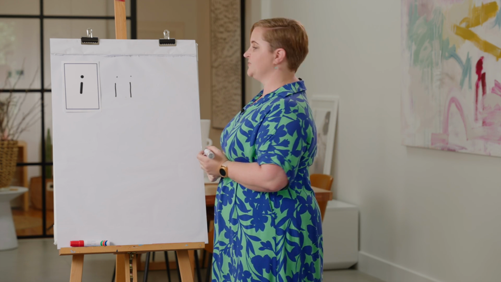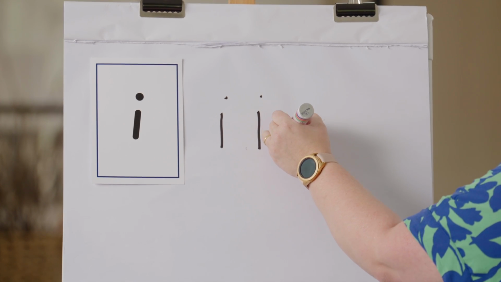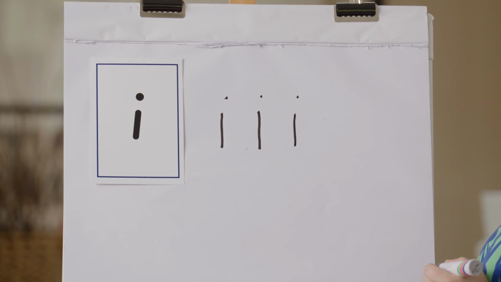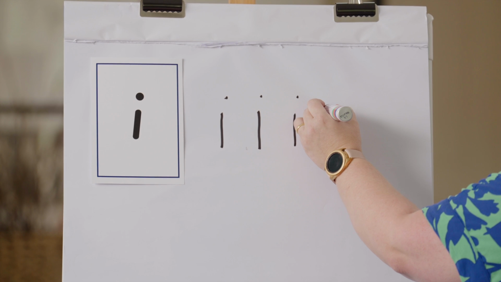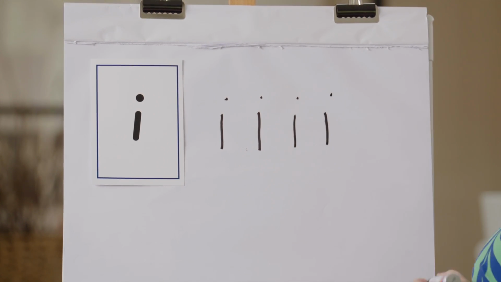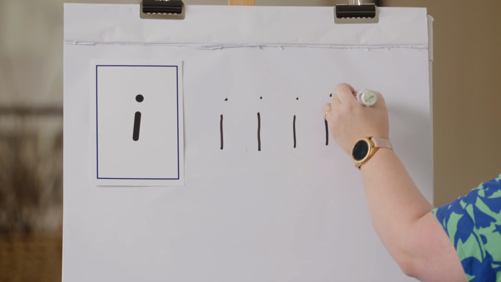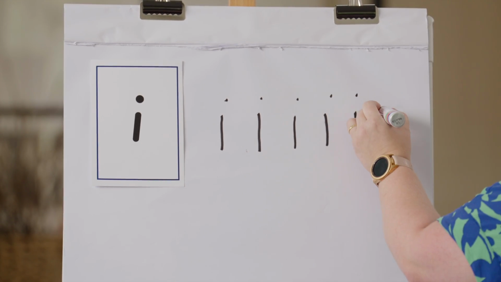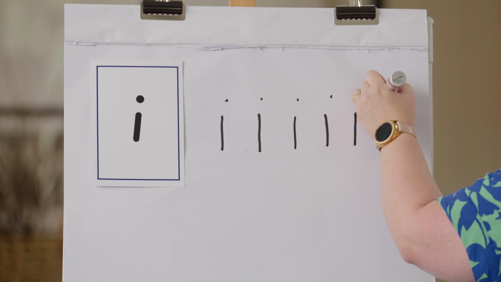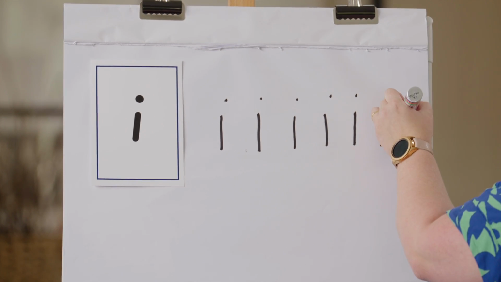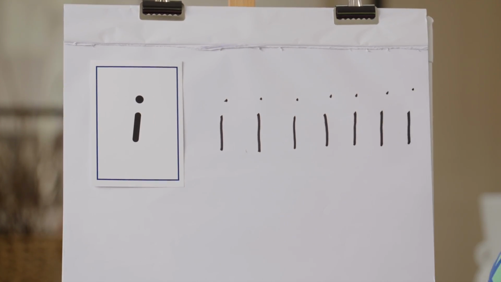Can you write the letter I 5 more times? Are you ready? Let's do it together. Start here, go down, don't forget the dot. Start here, go down, don't forget the dot. 4 more, 3 more. Don't forget the dot. Last one, down, don't forget the dot.